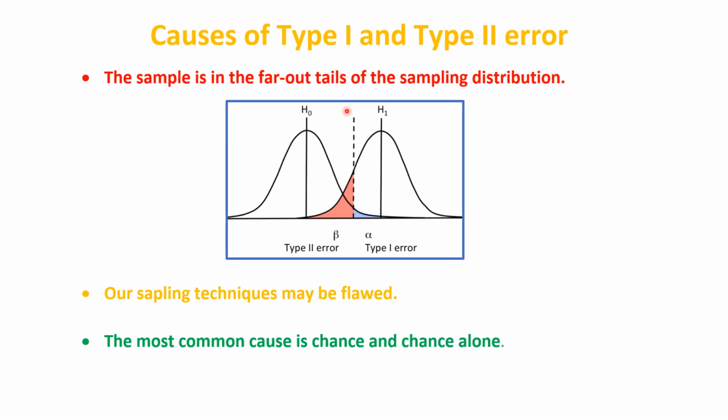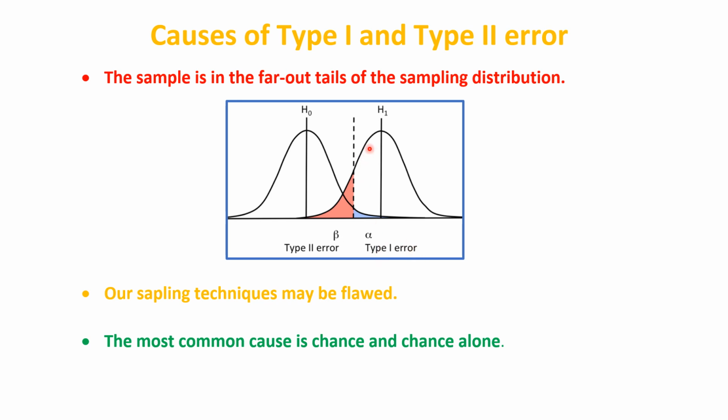Let us talk about the causes of type 1 and type 2 error. This is a diagram from which we can understand type 1 and type 2 error. Type 1 error is also called an alpha error and type 2 is also called a beta error. Now this is a lot which is okay, but the sample you have collected is from the extreme end or the far out tail. From that you are concluding the lot is not okay, but actually the lot is okay. So that is an alpha or type 1 error.